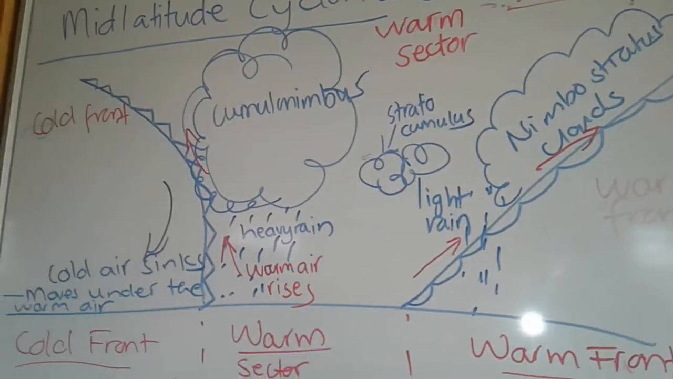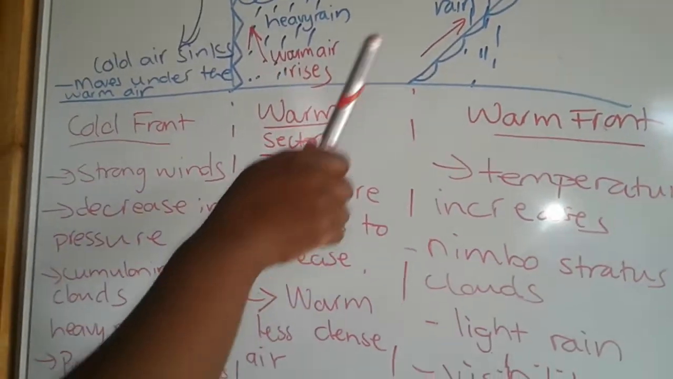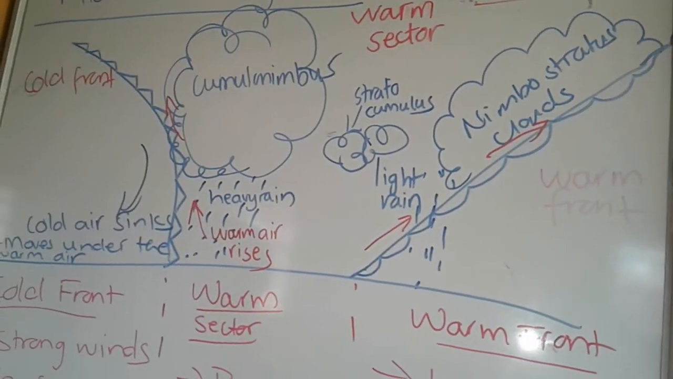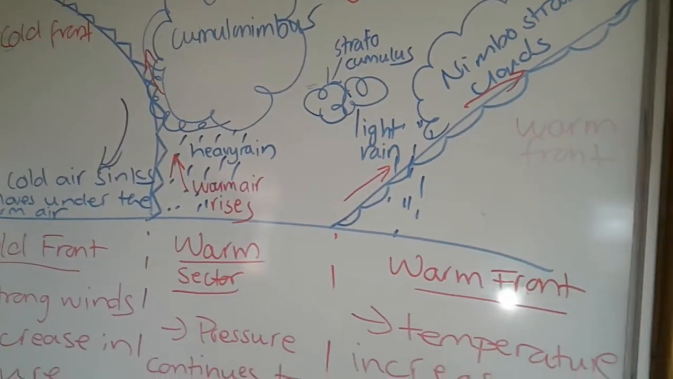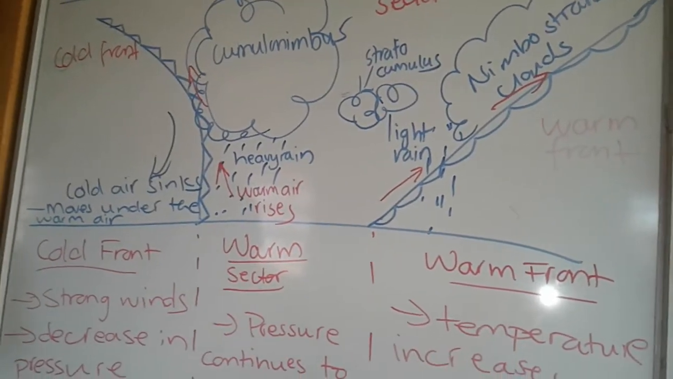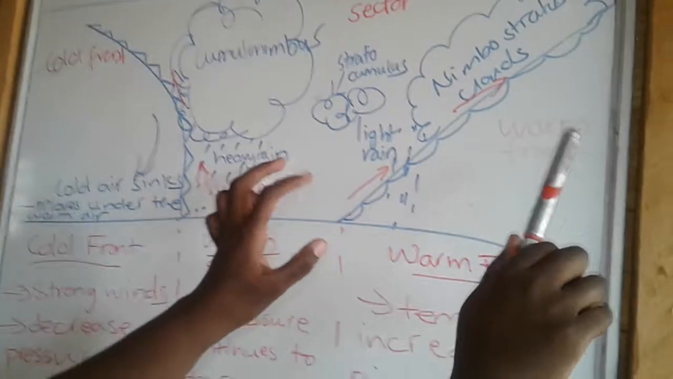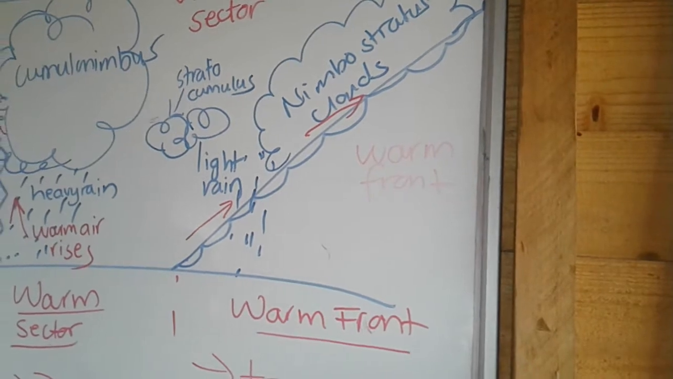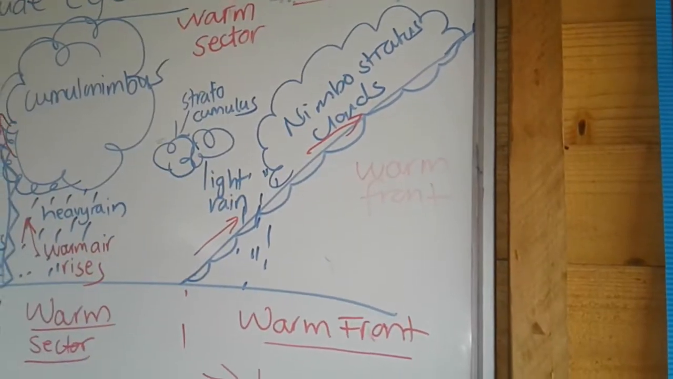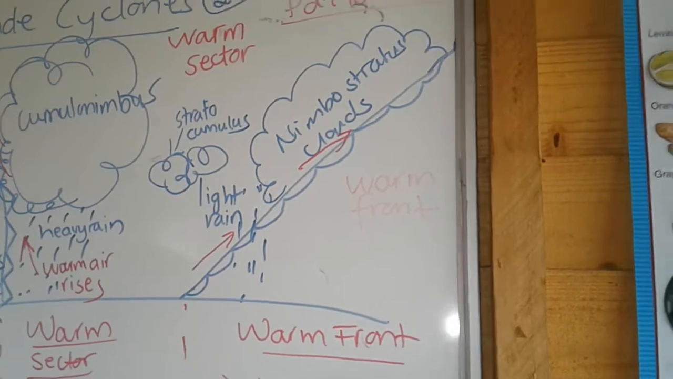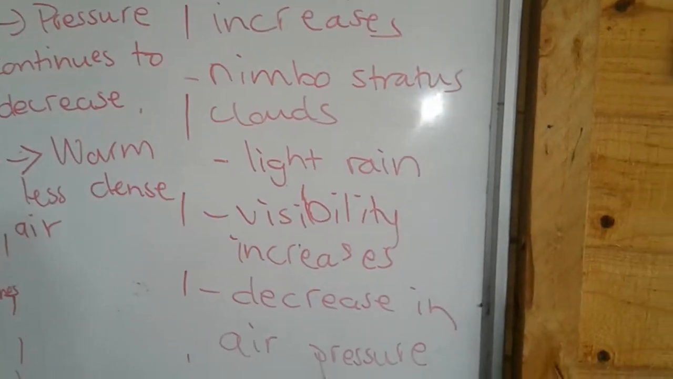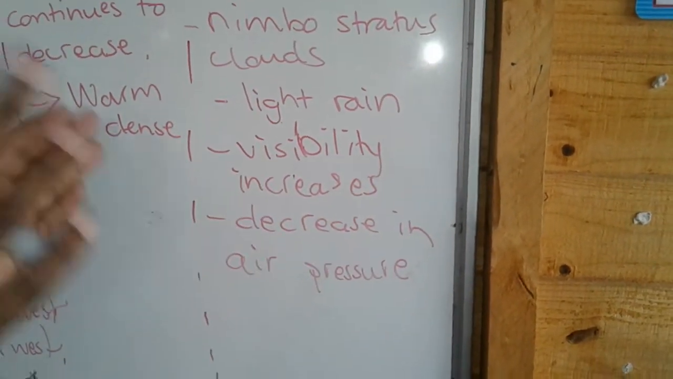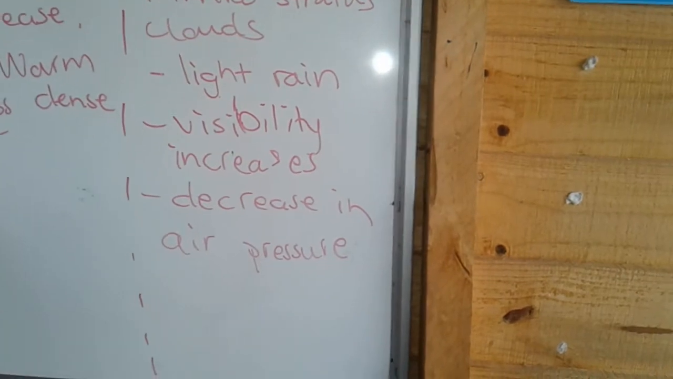Now, in the warm sector here, where we have the warm air rising, we are going to have some stratocumulus clouds forming. Pressure will continue to decrease, and also because it's a warm sector, we are going to have warm, less dense air within this region. Along the warm front, we are going to have air rising also because the air is still less dense, but we are going to have the formation of the nimbostratus clouds. The nimbostratus clouds are associated with light rain. You should know this from your grade 10 geography. And also a decrease in the air pressure.